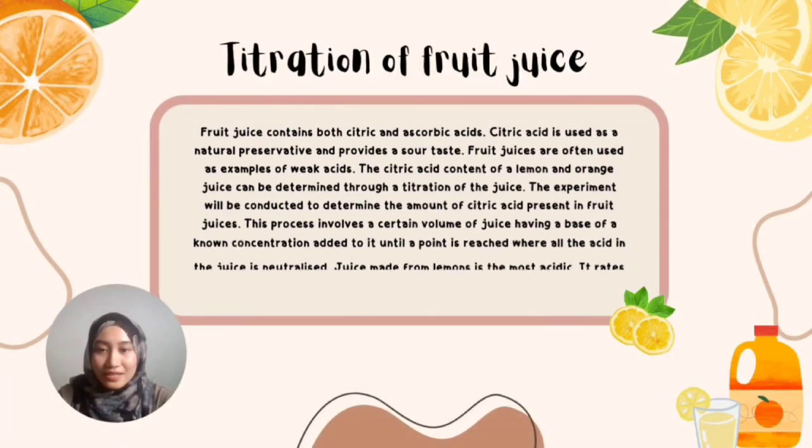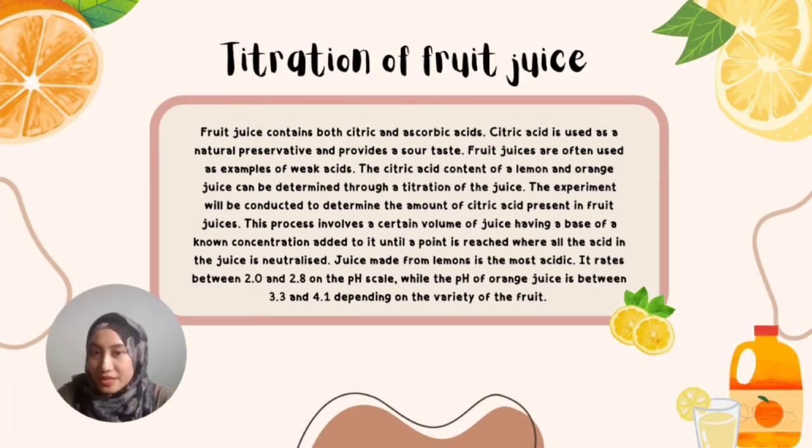Did you know that fruit juice contains both citric acid and ascorbic acid? Citric acid is used as a natural preservative and provides a sour taste. Fruit juices are often used as examples of fruit acid. The citric acid content of lemon and orange juice can be determined through a titration of the juice. The experiment will be conducted to determine the amount of citric acid present in the fruit juice.